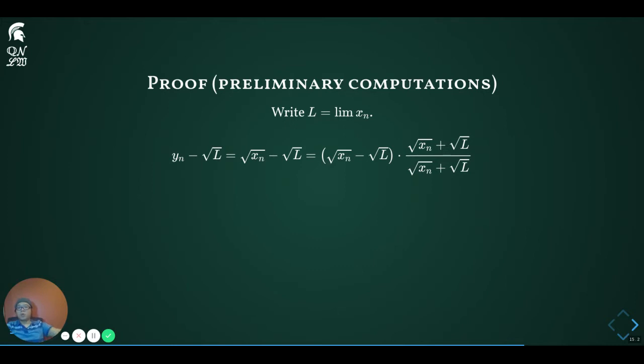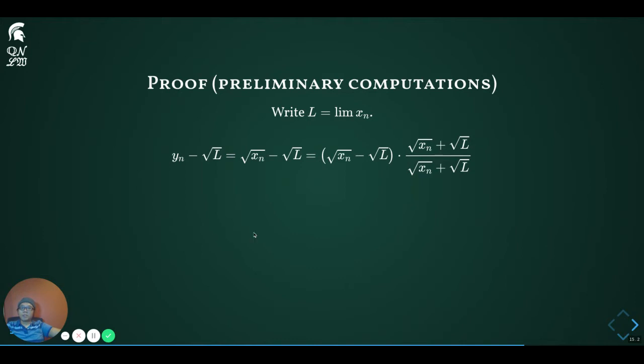Prior to the proof, we need to perform some preliminary computations in preparation. We will write, using capital L, for the limit of the sequence x sub n. Our goal then is to prove that the limit of the sequence y sub n is the square root of L. So it is instructive to try to compute the difference between y sub n and the square root of L, since this will show up as the condition we need to check.